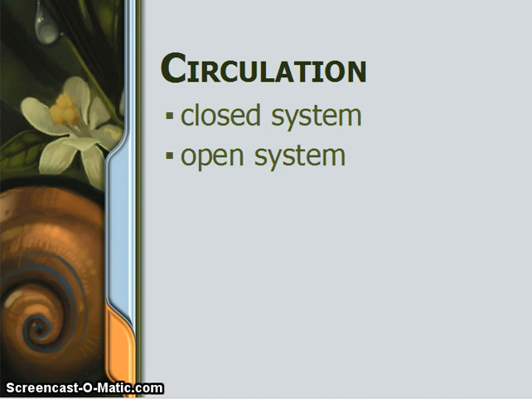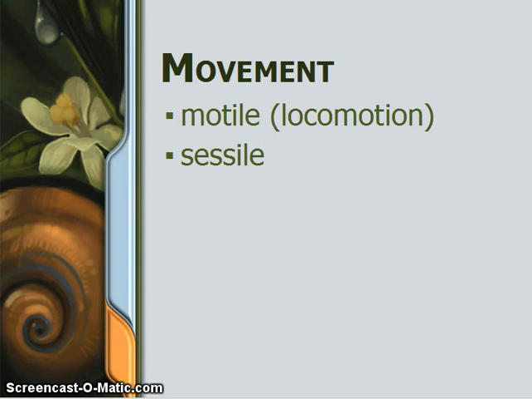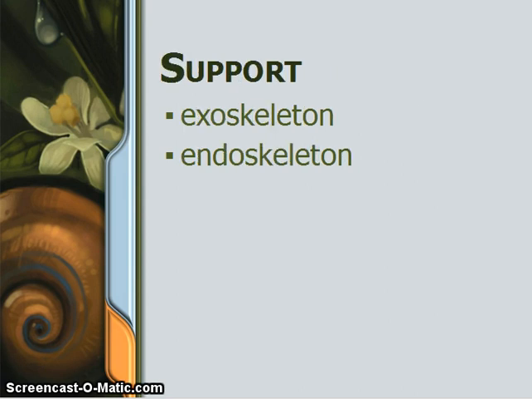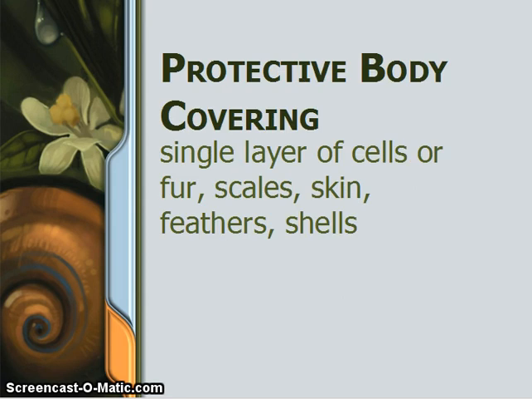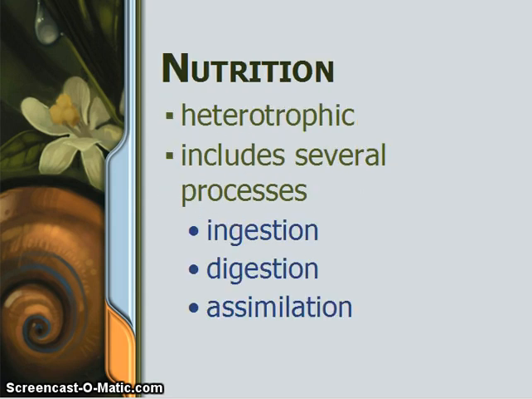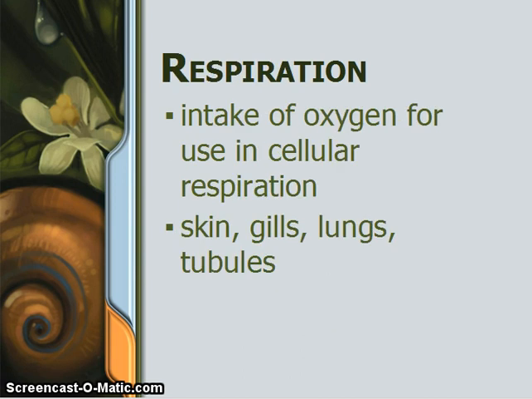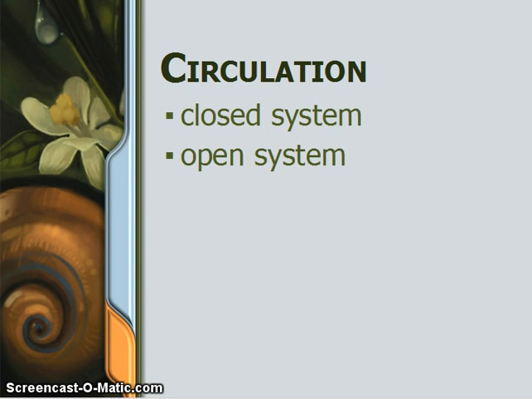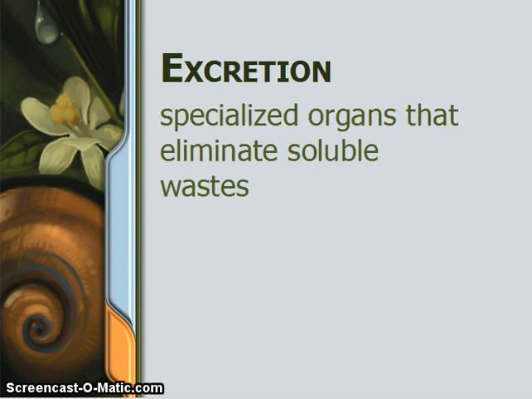Okay, we're going to back up here, and we're going to go through and see all members of the animal kingdom are either motile or sessile. They have some type of support system, either exo or endoskeleton. All of them have a protective body covering. They all are heterotrophic and have several processes in their digestive system. They are going to be breathing. They have a respiratory system. They're going to be bringing in oxygen for use in cellular respiration. They have a circulatory system, although this will look very different, whether it be insect or human or other animals, as we'll see later on.